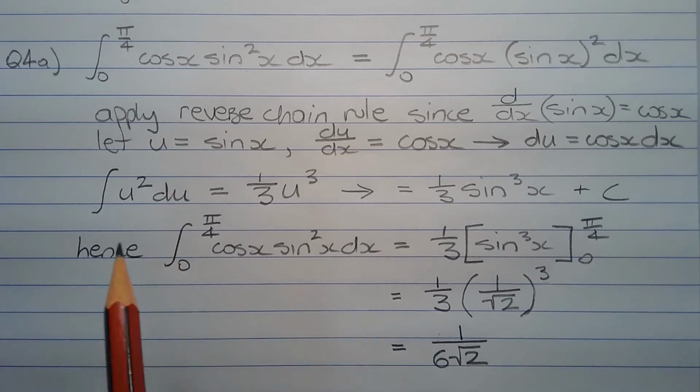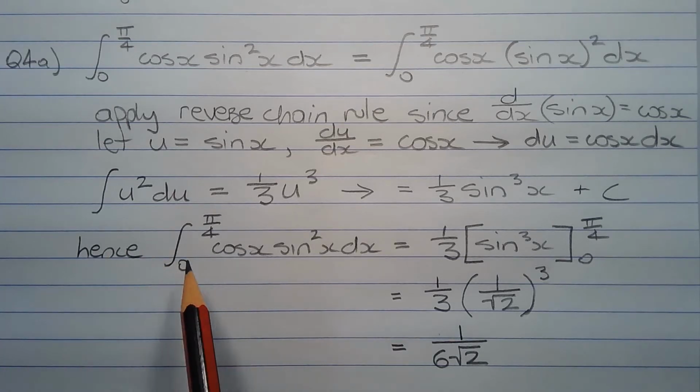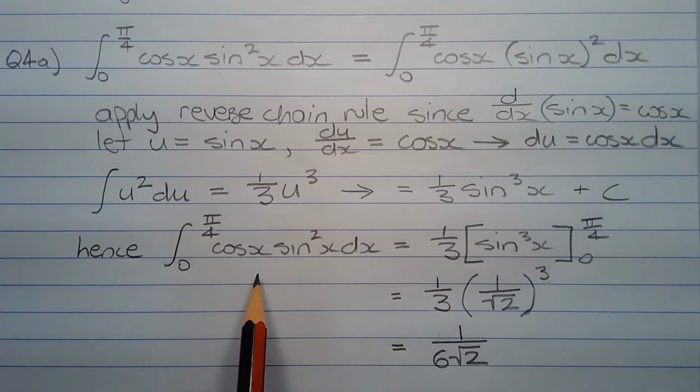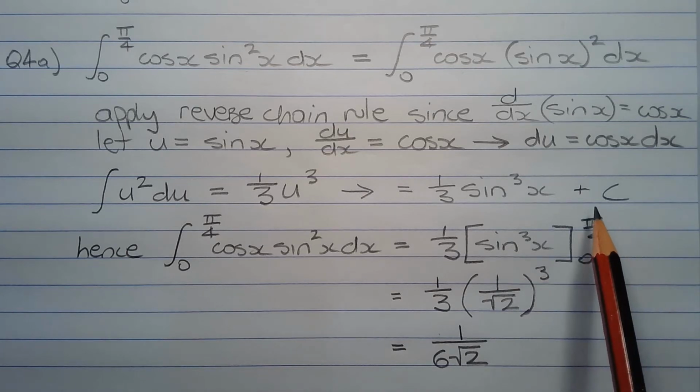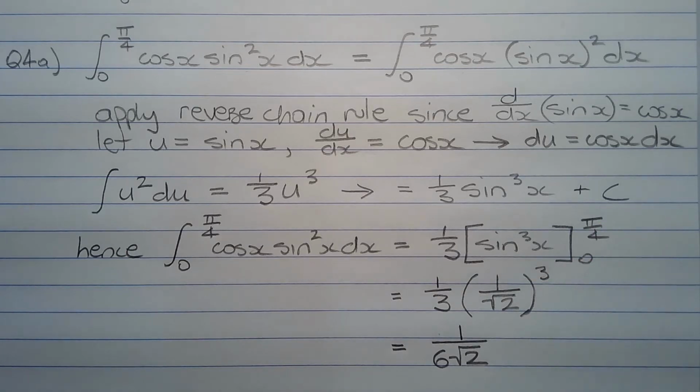Hence, the definite integral from x equals 0 to x equals pi over 4 of cos x times sin squared x dx is equal to 1 over 3 times sin cubed x from x equals 0 to x equals pi over 4. Applying the limits of integration, sine of pi over 4 is 1 over root 2, so that equals 1 over 3 times 1 over root 2 to the power of 3, and that simplifies to 1 over 6 root 2.